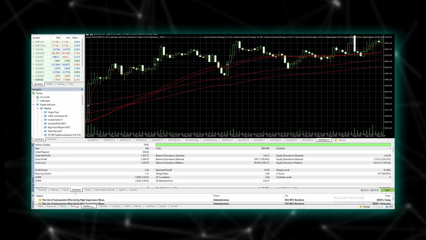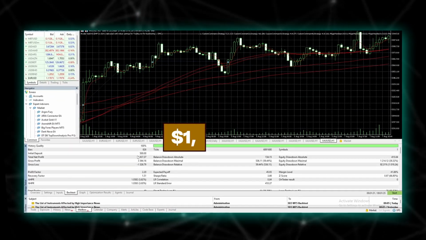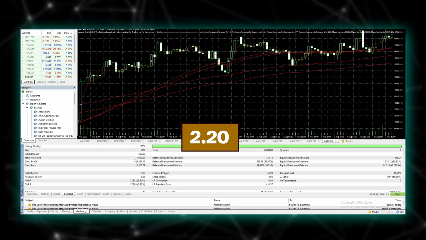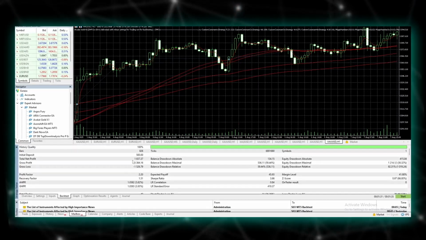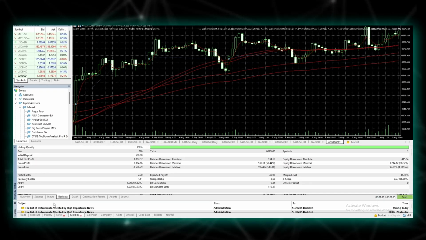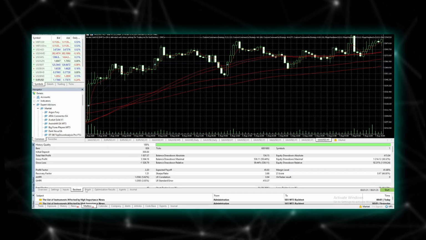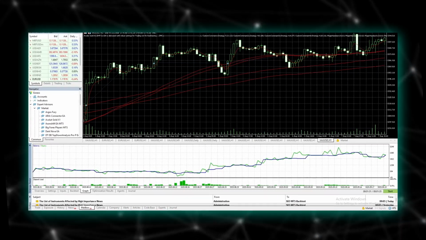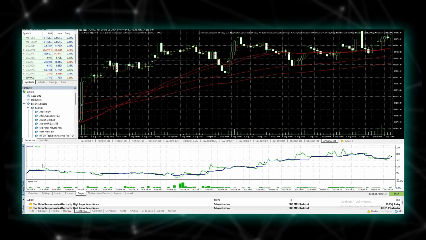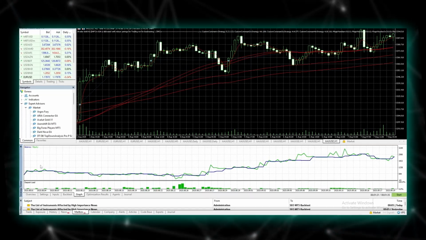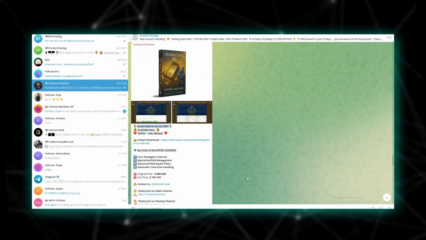During backtesting, the total net profit reached around $1,837, with a profit factor of 2.20 and a recovery factor above 1.5. Drawdown remained below 10%, showing how efficiently the EA balances risk and reward. The equity curve rises steadily, proving consistent profitability even through high volatility gold movements. Each strategy, trend, countertrend, volatility, and range works together for stable long-term performance.